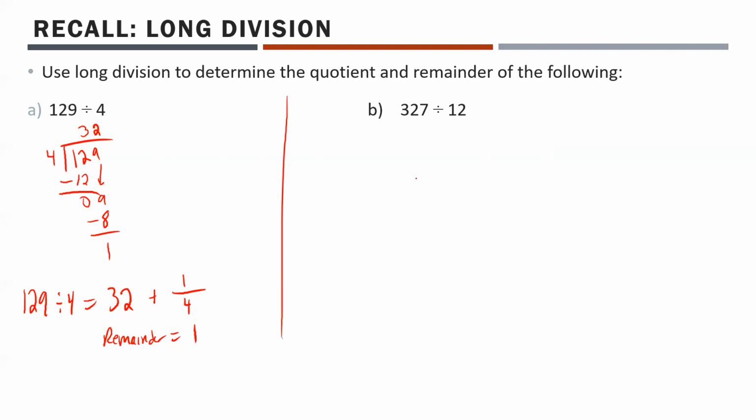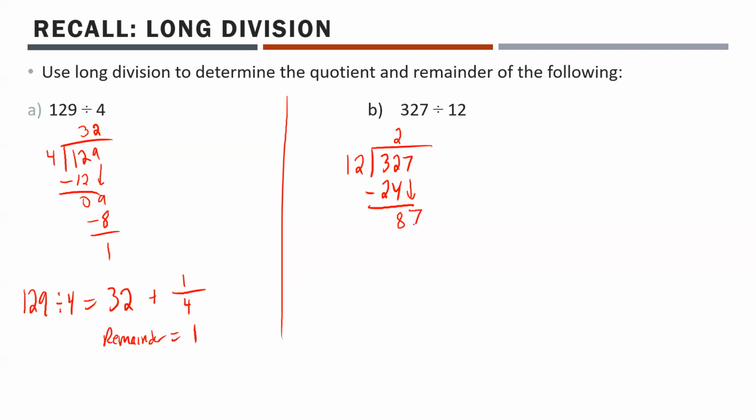Next one here, a little bit trickier, 327 divided by 12. Same idea, go 327, put in a little box, write 12 on the outside here. Now we take this whole number here and we ask ourselves, how many times is that going to fit into 3? Well, 12 doesn't go into 3, so that's kind of silly. We're going to have to skip now to 32. How many times does 12 go into 32? Well, it goes in twice. 2 times 12 is 24. Subtract that away, and you're going to get 8 left over there.